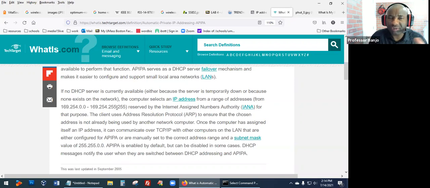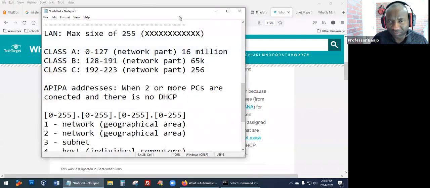So they're specially reserved IP addresses for when you're not a part of a network, just individual computers connected together, right? When you're not part of a larger network, the computers will automatically select their own IPs. And this is the range. Now you might notice that this range is from a certain class. What class is it from?